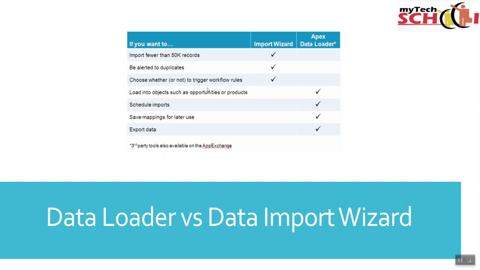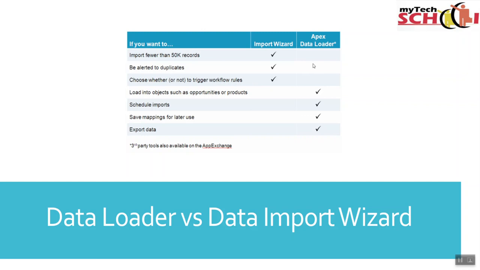And this is actually great. So let's say you have a workflow that sends out an email when a new lead is created, and you are uploading a list of 10,000 leads. You don't want 10,000 emails going out. So this is really great in that sense. Whereas with Data Loader, you don't have an option to do that. It's going to fire. So you might want to maybe turn that workflow off before you do that.